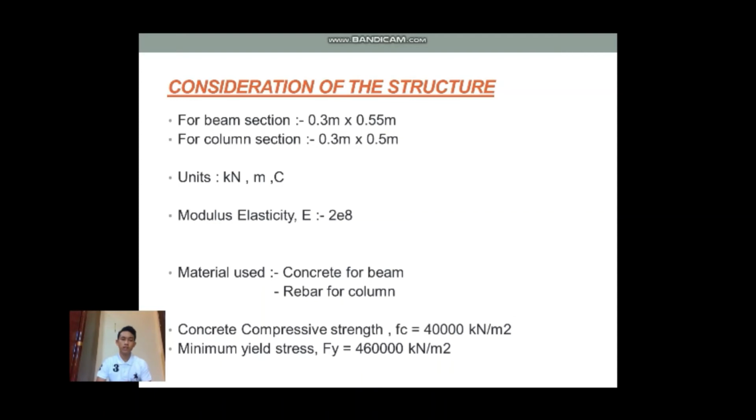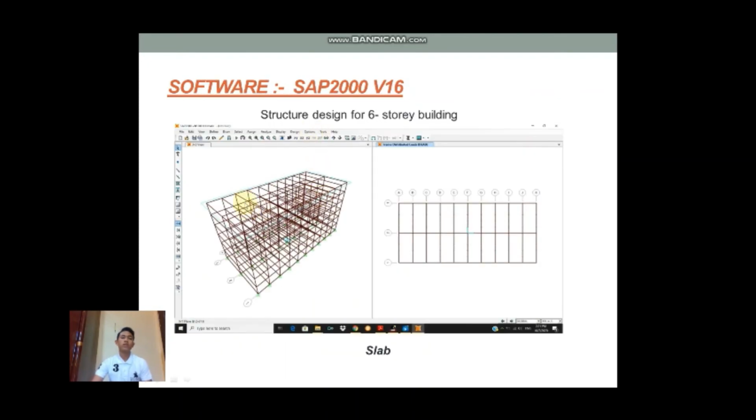For the modulus of elasticity we use 2 times 10 to the power of 8. We also consider that the material we use for the beam is concrete, and for the column we use rebar. And as stated in the question, for our concrete compressive strength Fc we use 40,000 kilonewton per meter squared, and minimum yield stress Fy equal to 490,000 kilonewton per meter squared. Right, so this is our structure.